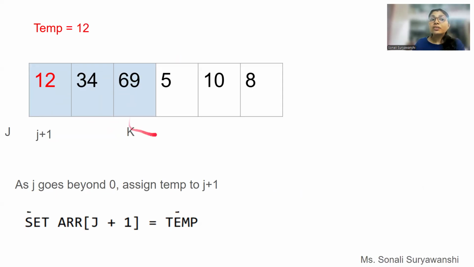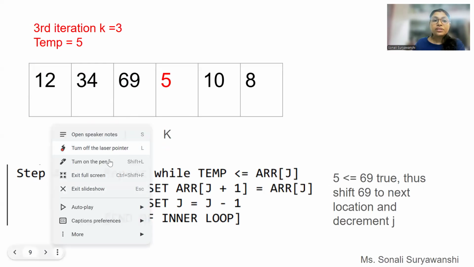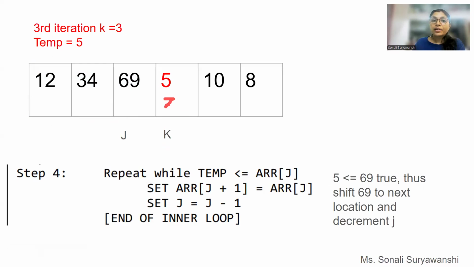So it will be the third iteration where k is now pointing to index 3. So now this is index 3. So wherever k points, j has to point one value previous to that. So now j is pointing here. And wherever k is pointing, we have to store it in a temporary variable. So 5 has been stored in a temporary variable. So we're going to compare this temp with all the values which are pointed by j. So 5 will be compared with 69.